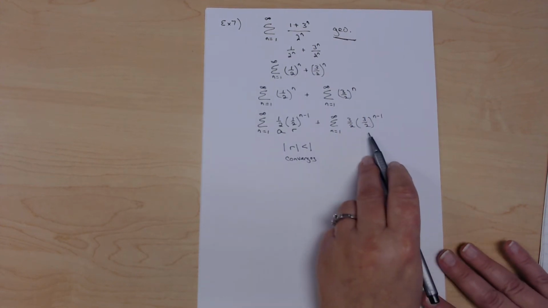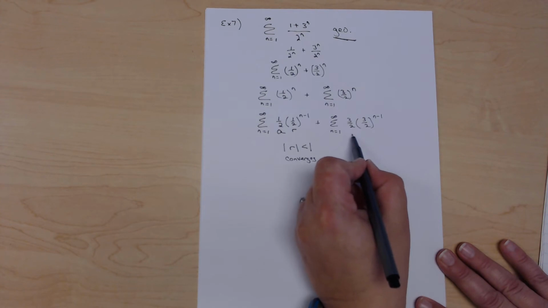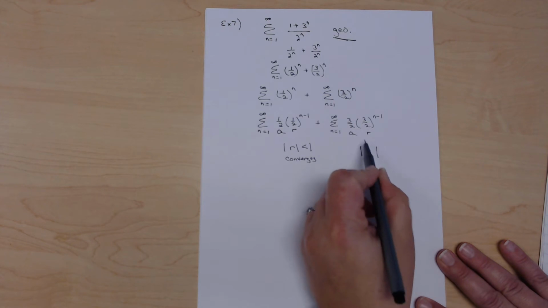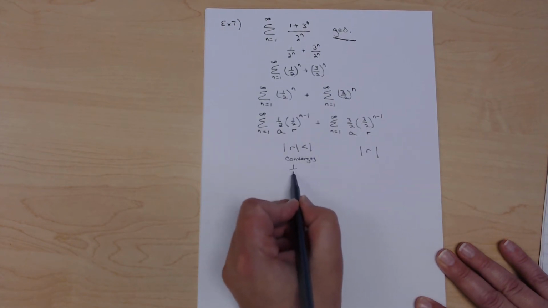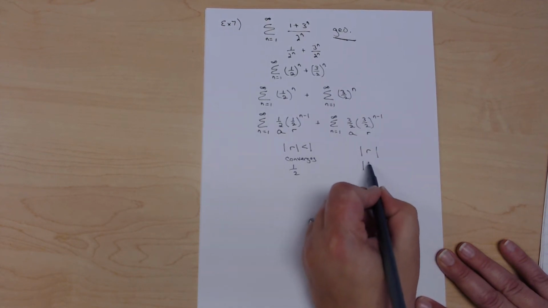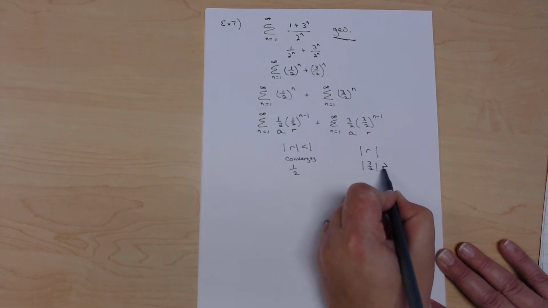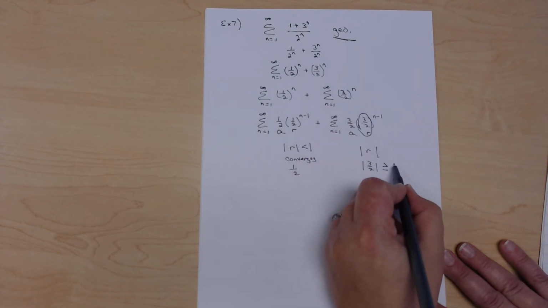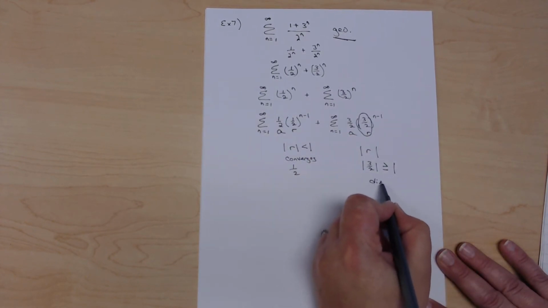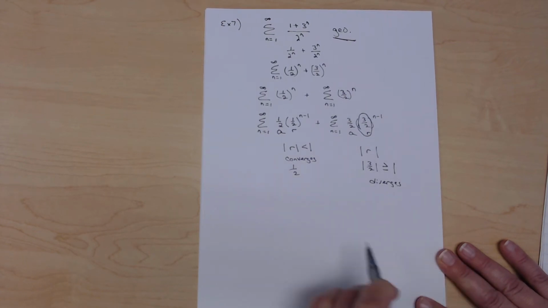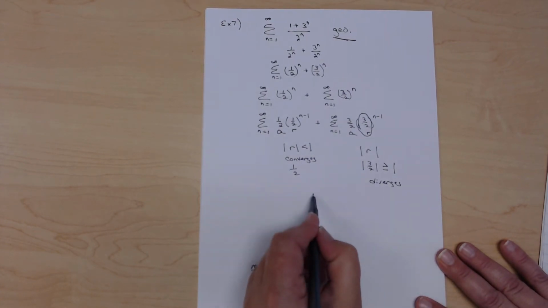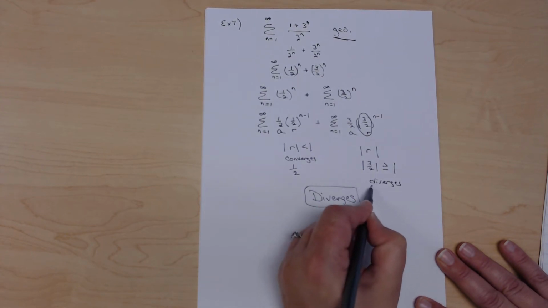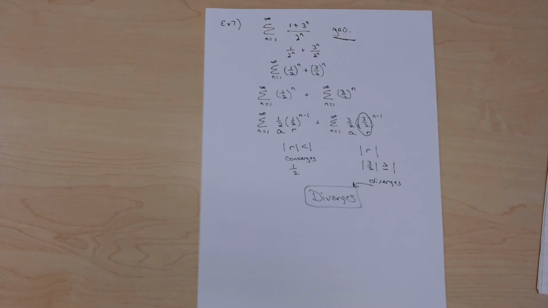What about this one though? This one here, this is my A, this is my R. The absolute value of R, this was 1/2, so I was in good shape. Here I'm talking about 3/2. If it's greater than or equal to 1, what happens? This is my R, greater than or equal to 1, it diverges. So I don't even have to worry. If part of it diverges, the whole thing diverges.